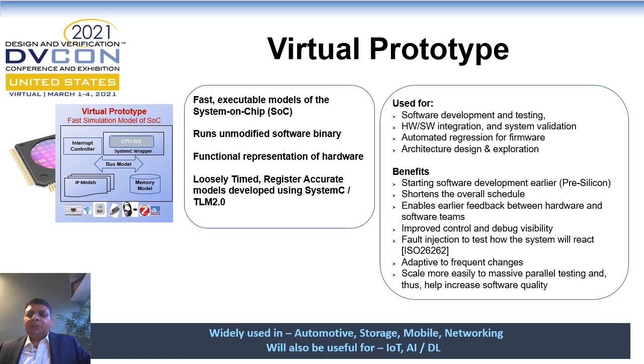These models are quite adaptive to frequent changes. So if we have a change in the specs at a later stage, it can be very quickly incorporated into the models without requiring too much rework or cost. These scale more easily for massively parallel testing. So we can run thousands of nightly regressions in parallel, or hundreds of embedded software engineers can work in parallel using these simulation models. These virtual prototypes are already widely used in some domains like automotive, storage, mobile, networking, etc. And will also be quite useful for emerging domains like IoT, artificial intelligence, and deep learning.